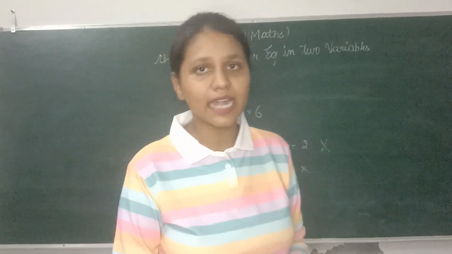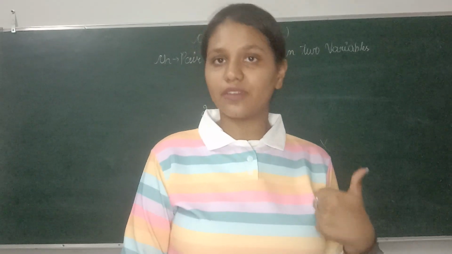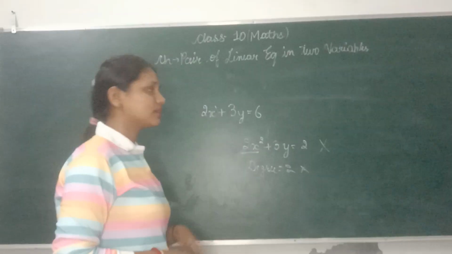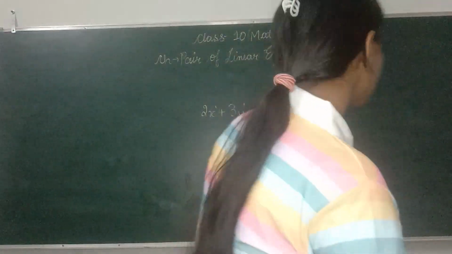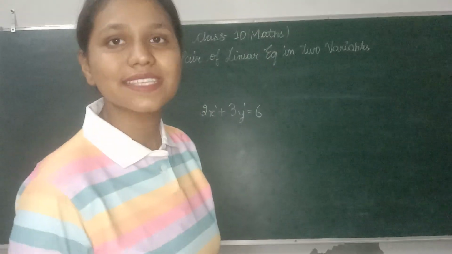A linear equation is one in which the variables have degree 1. So in this equation x has the power 1, y is also having the power 1. So this is a linear equation with two variables present in the equation, x and y.